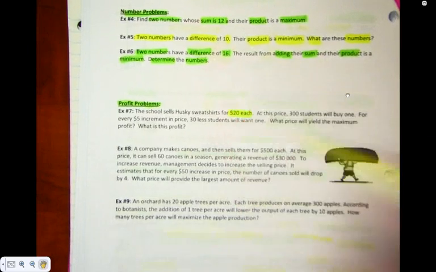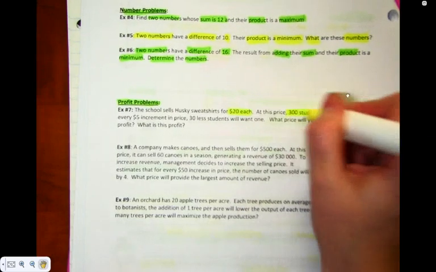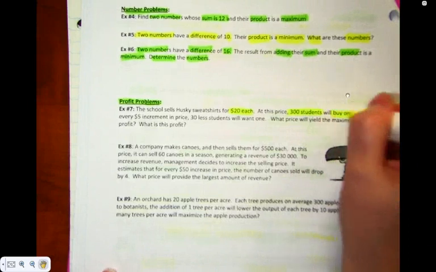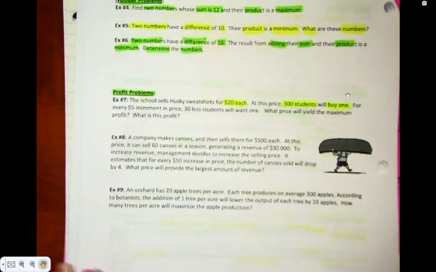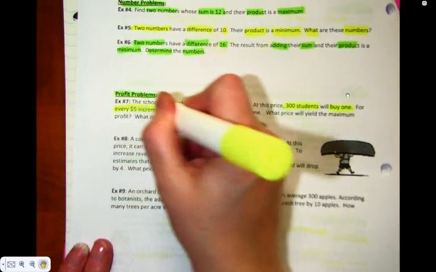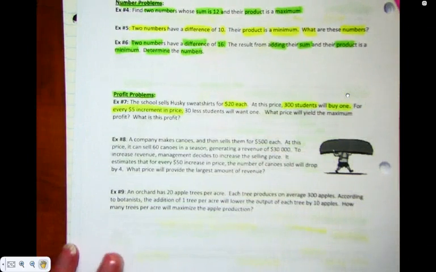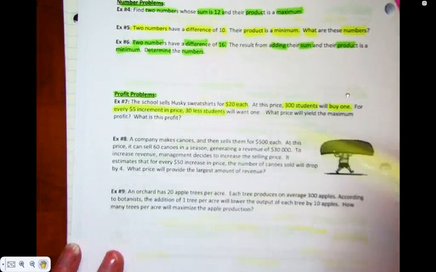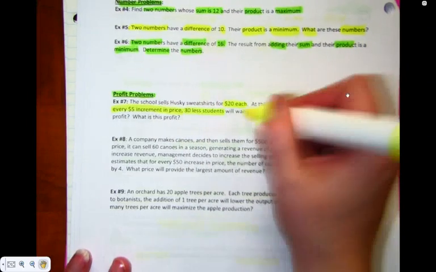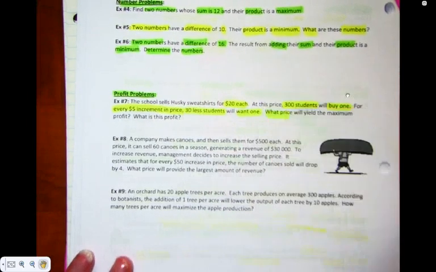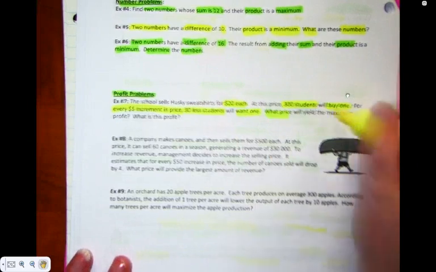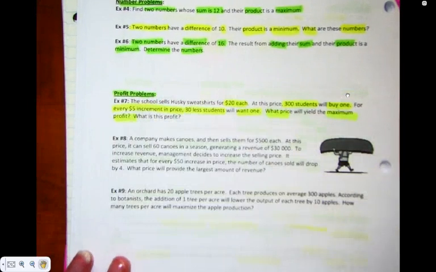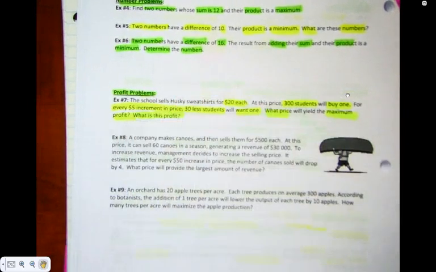20 each. 300 students. Buy one. Every $5 increment. 30 less. Want one. What price? Maximum. What is the profit?